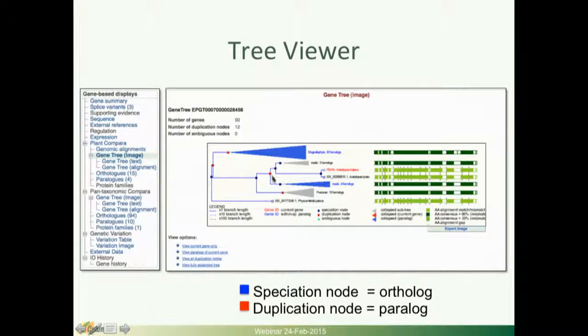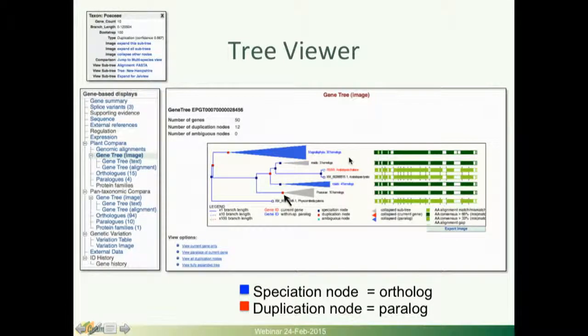So these nodes are actually color-coded. A blue node is a speciation node. A red node is a duplication node. And you can do things like click on a node. A little window here will pop up that gives information about the node. So in this example, it says that this node arose in the Poaceae, so in the common ancestor of grasses. It's a duplication node, and there's other information as well.